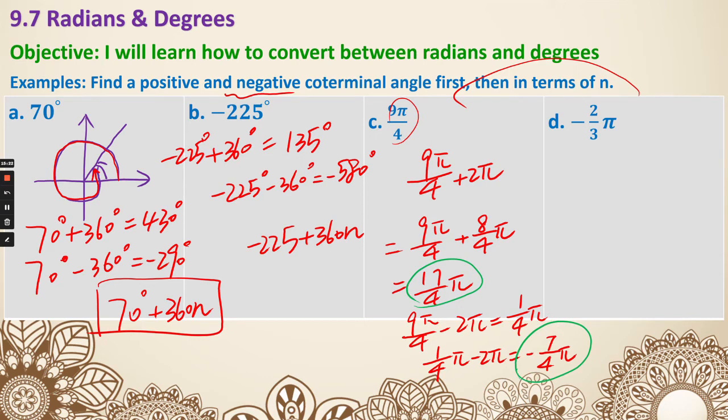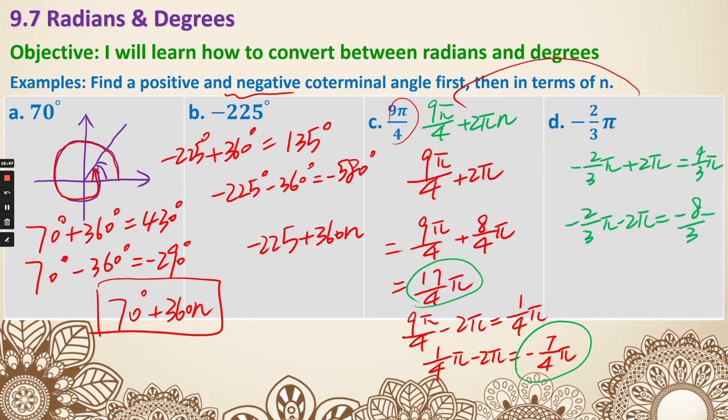One positive, one negative. And then of course it's 9 pi over 4 plus 2 pi n. We're just adding extra 2 pi or subtracting extra 2 pi. Next, negative 2 over 3 pi plus 2 pi. That's going to give me 4 over 3 pi. I subtract 2 pi. That's going to give me negative 8 over 3 pi. I have a positive and a negative. And of course, I just need to add 2 pi n if I want to represent all the coterminal angles in terms of n.